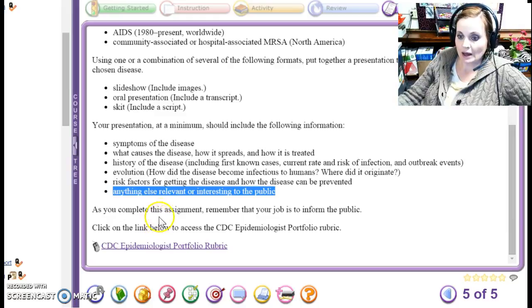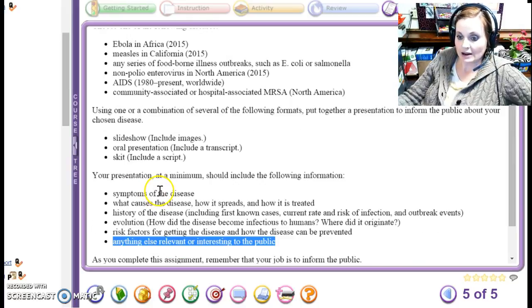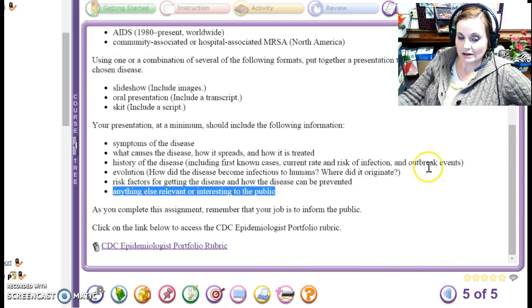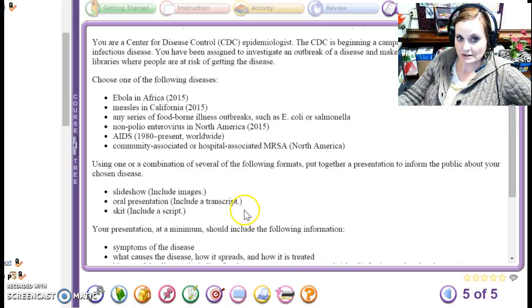So you need to do a presentation, and it can be a slideshow, an oral presentation, a speech basically, and you have to do the speech and send me the transcript for the speech. It also can be a skit, although that's kind of hard to do when we only have one person. In the past, most people have done the slideshows, and I recommend including narration in your slideshow.